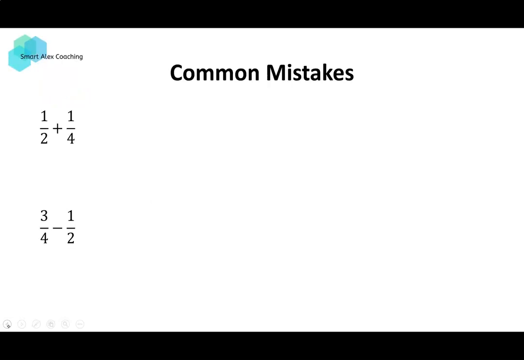Firstly, some common mistakes. When I ask students to add fractions such as a half and a quarter together, or subtract fractions such as 3/4 take away a half, some of the common responses I often get is that students would add the numerators together, 1 plus 1, over 2 plus 4, giving them the answer of 2/6. But we know that a half plus a quarter is not 2/6. It is in fact 3/4.